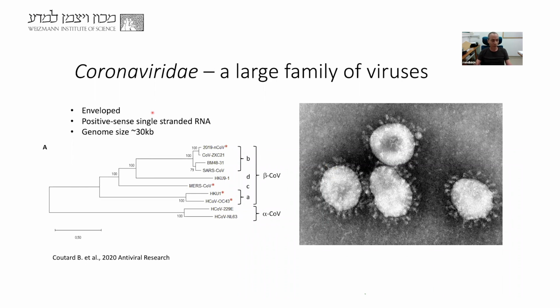Also, it's important to mention that we're talking about enveloped viruses, meaning that they have a membrane coat around them. They use RNA as a genome, which is also important. And we're talking about a single piece of a genome with a length of about 30 kilobases. So those are the coronaviruses.